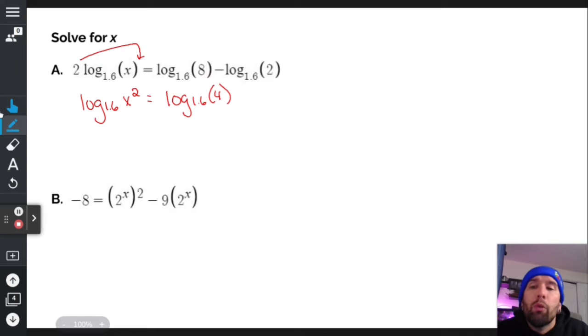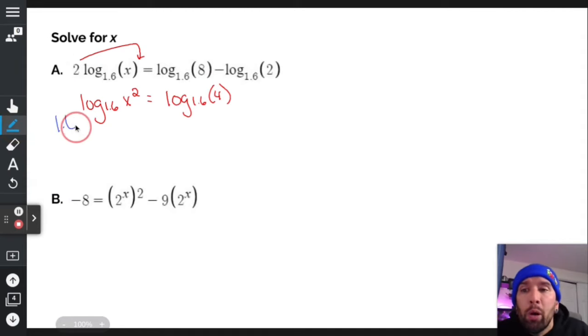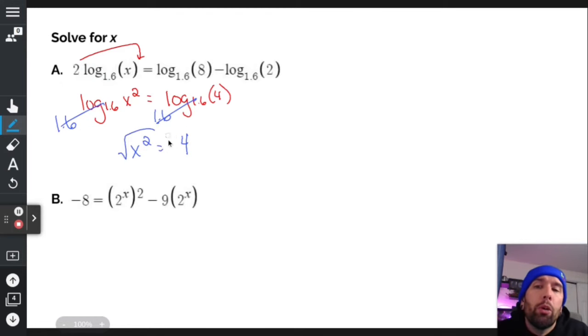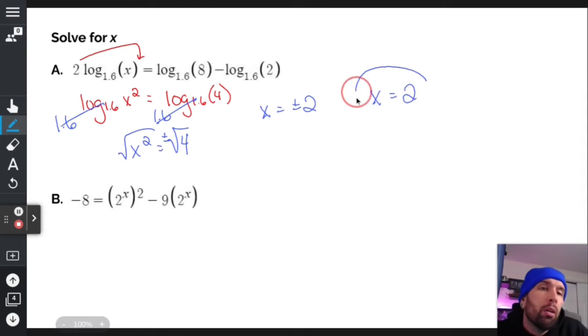In order to get rid of both logs, I can take 1.6 to the power of both sides. That cancels out, and that cancels out, and you have x squared equals 4. Take the square root of both sides, attach the plus or negative. X is going to equal positive or negative 2. However, you can't plug in negative 2 because you can't take the log of a 0 or a negative, so x is only allowed to be 2 here.